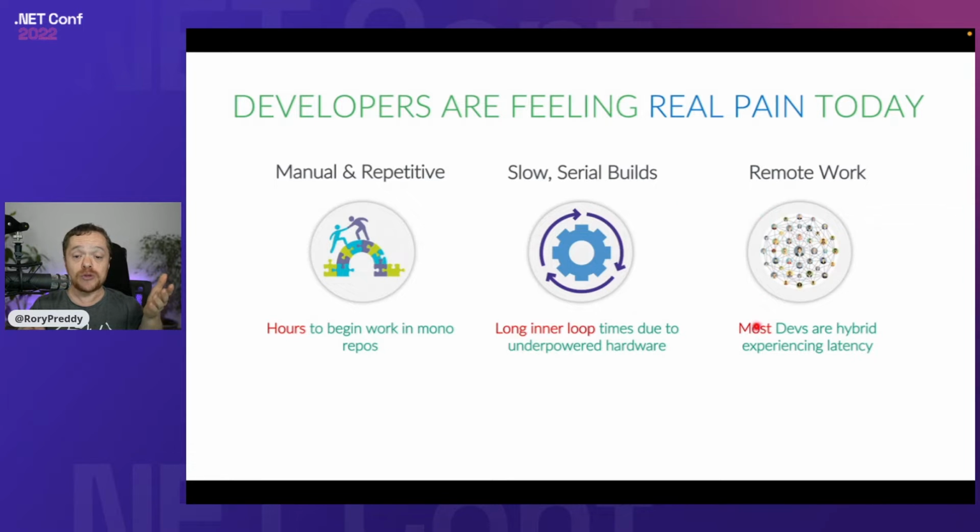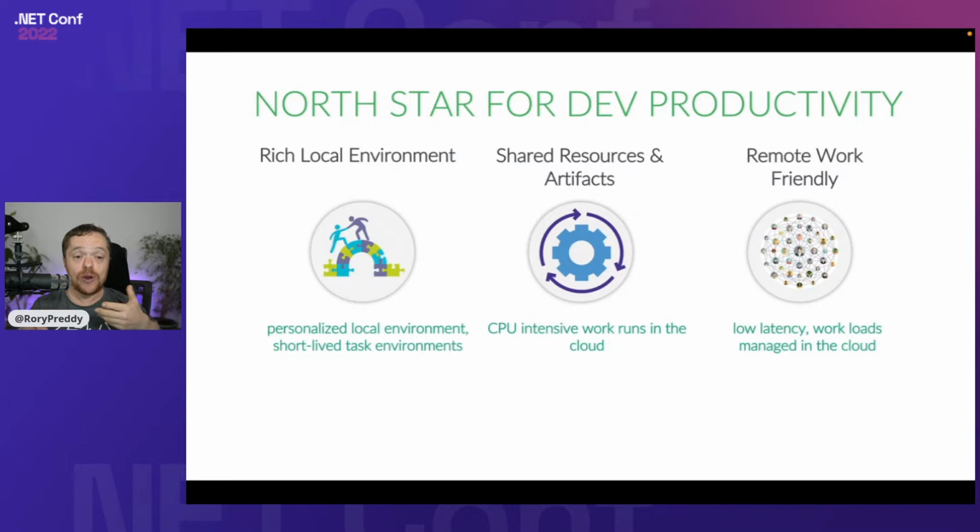And then with remote work, most devs are hybrid, experiencing latency. Now I'm in Johannesburg, South Africa. Every time I want to do anything, I get like a 400 millisecond ping, and I experience a lot of latency. So for me, when I actually code closer to the servers that I need to, I get a lot of increased performance. So what is our North Star?